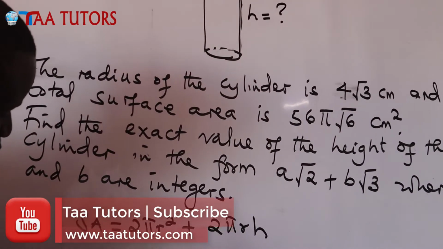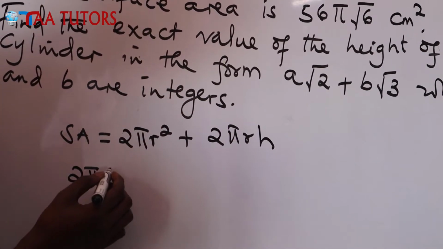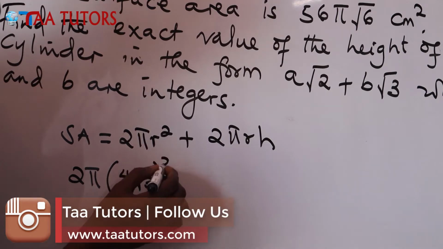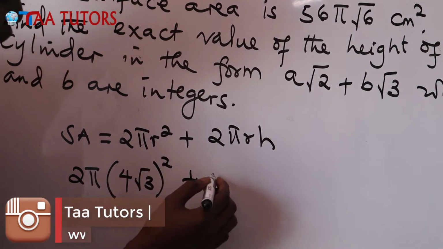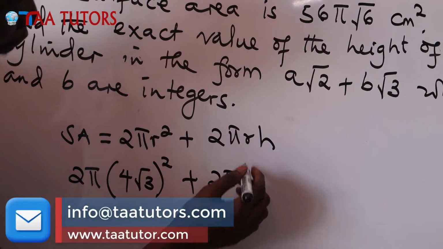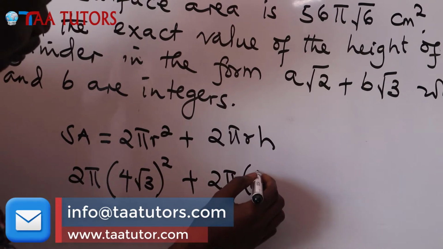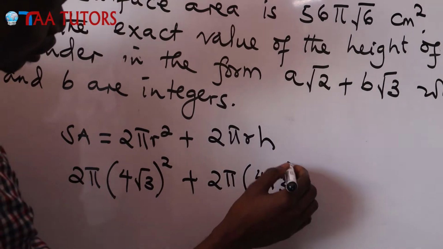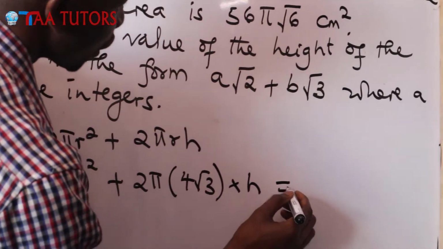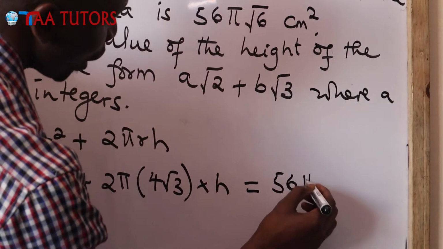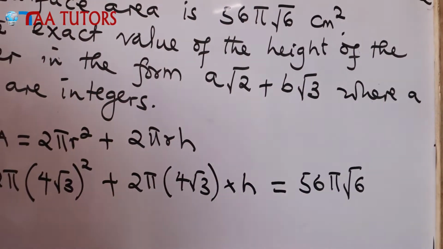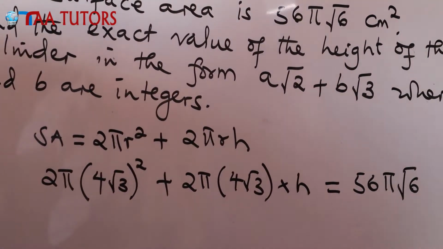If I start by saying 2 pi r squared, r is 4 surd 3 squared, plus 2 pi r, our r is 4 surd 3, times height. We don't know height. Equals the total surface area, which is 56 pi surd 6. We have established our equation. All that remains now is to move forward with the equation.